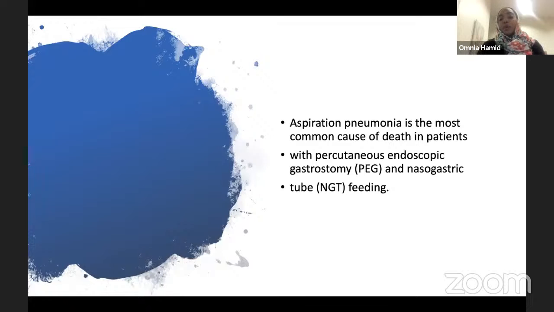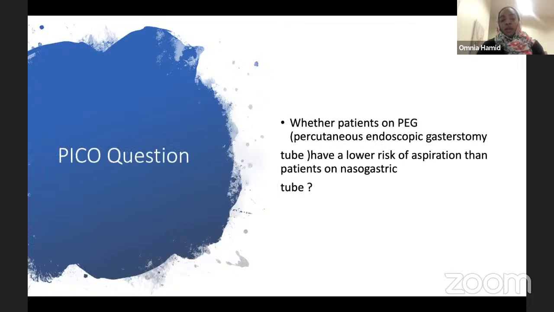Aspiration pneumonia is the most common cause of death in patients with PEG and NG tube feeding. And our PICO question was whether patients on PEG tube, percutaneous endoscopic gastrostomy tube, have a lower risk of aspiration than patients on nasogastric tube. You know that the NG tube is a normal one that goes from the nares to the gut, and the PEG tube is a gastrostomy or jejunostomy tube. It's inserted endoscopically or by interventional radiology, and it's in the abdomen.